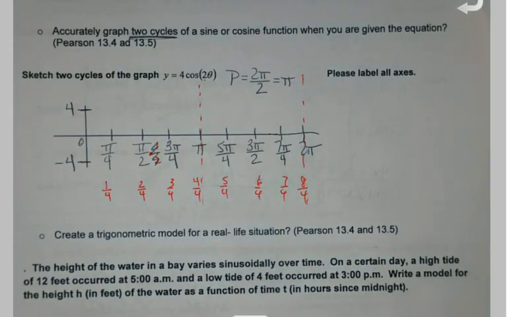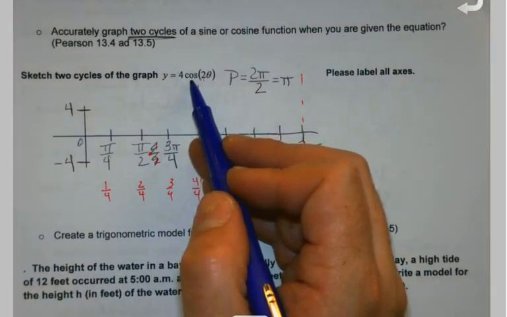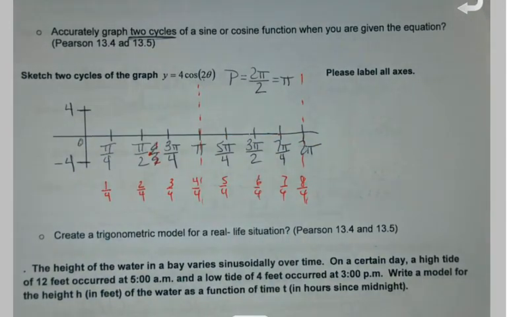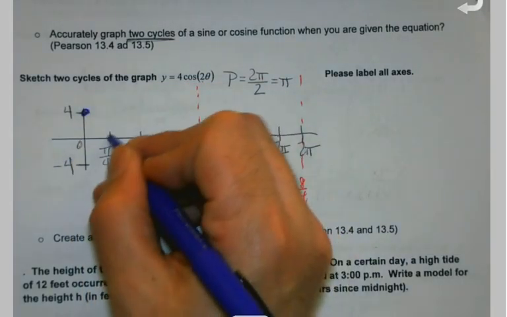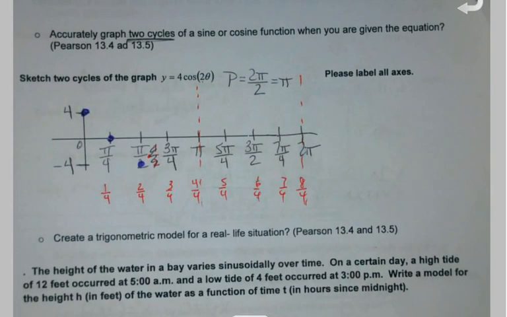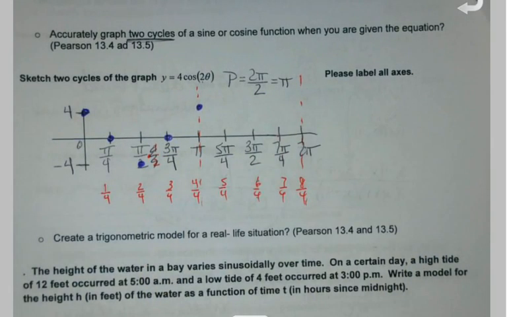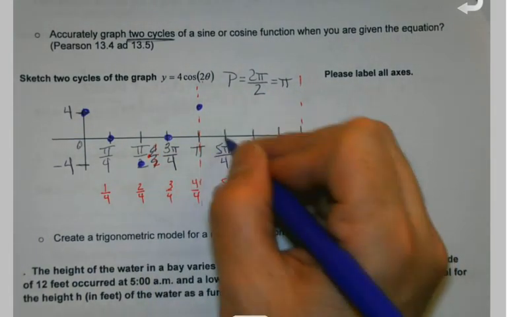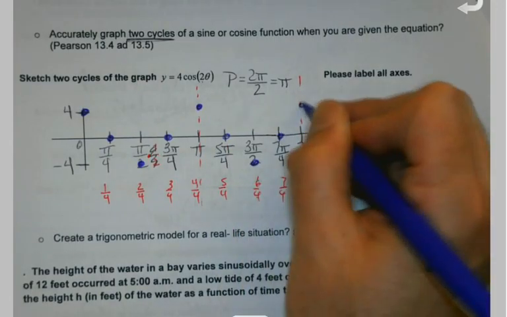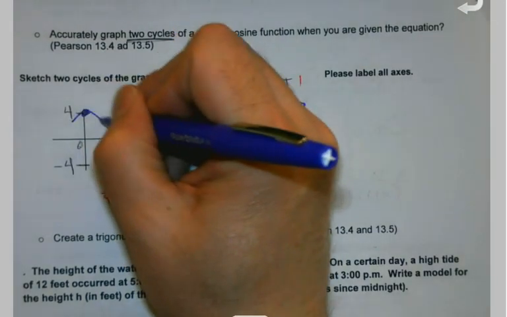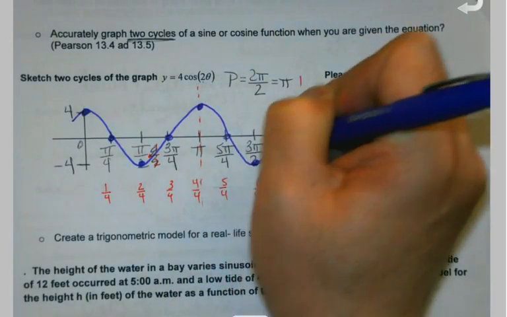So now it's time to graph. Cosine starts at the max. Sine starts at 0, cosine starts at the max, unless there's a negative a value. So max, 0, min, 0, max, there's one cycle, 0, min, 0, max. One cycle, 2 cycles.